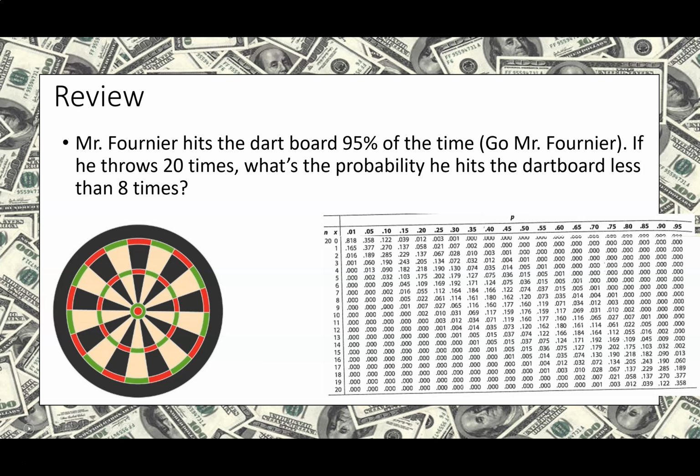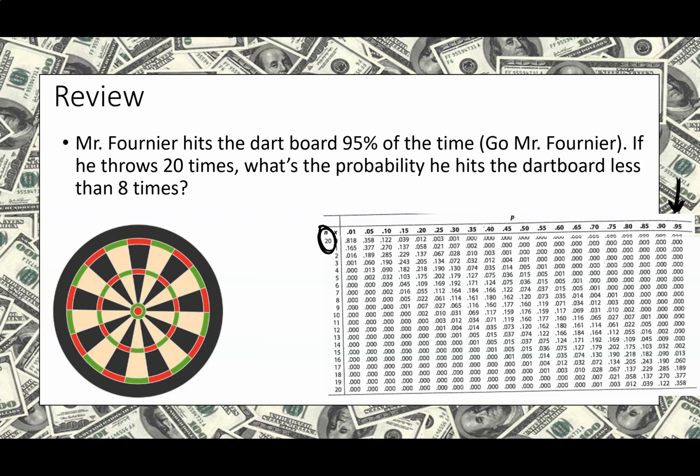All right, let's see what we got here. Mr. Fournier hits the dartboard 95% of the time. If he throws 20 times, what's the probability he hits the dartboard less than 8 times? All right, so 95% means we're in this category right here. That 95%. He's throwing 20 times, which is this right here. And we want to know what's the probability he hits the dartboard less than 8 times. So that would be like 7, 6, 5, 4, 3, 2, 1.